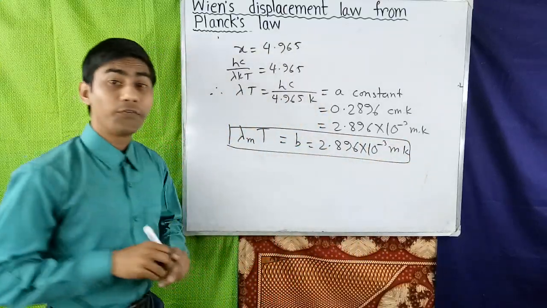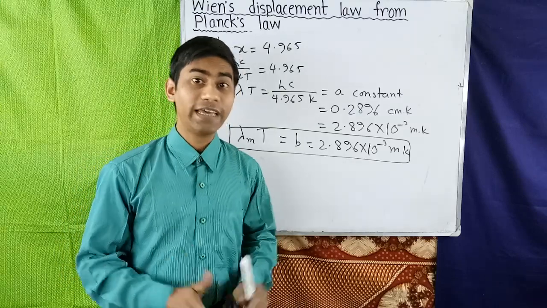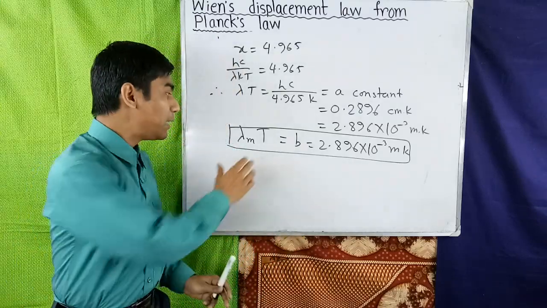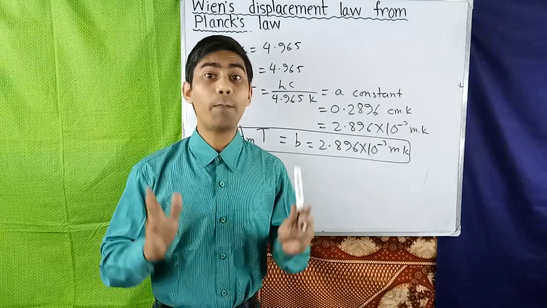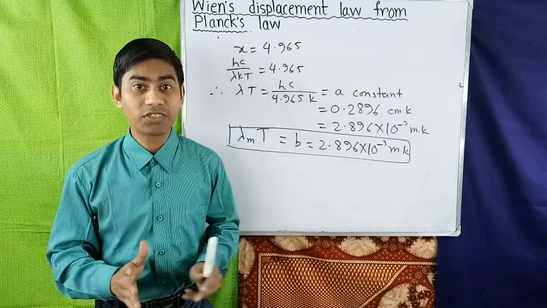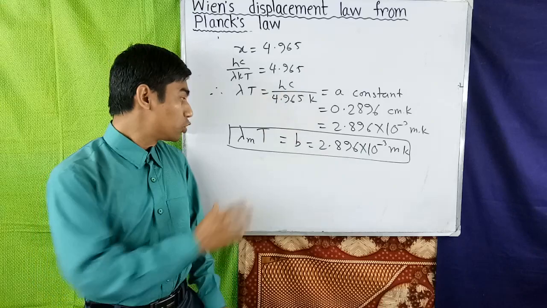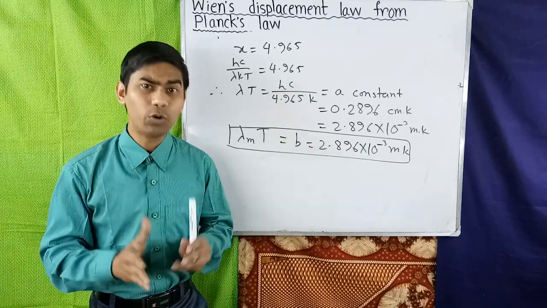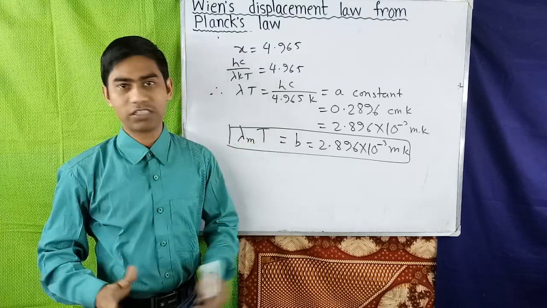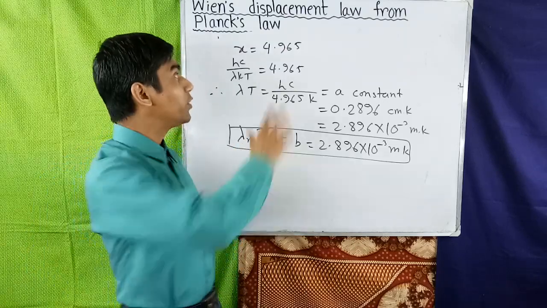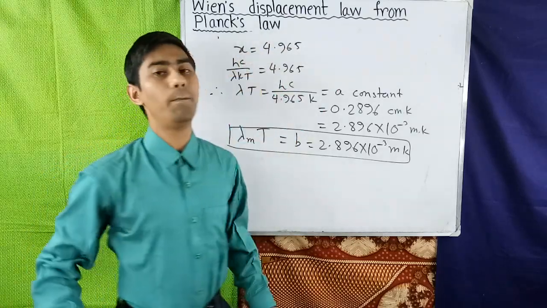And this is Wien's displacement law. It states that as the temperature of a black body is increased, the position of maximum emission moves in the direction of shorter wavelength in such a way that the product lambda m into T is constant. So we derived Wien's displacement law from Planck's law.